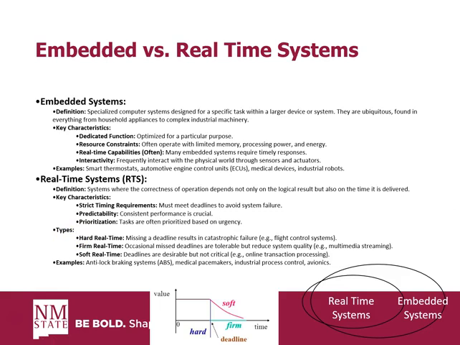As you can see from this Venn diagram, there is a significant overlap. Many embedded systems are also real-time systems, but not all. The key differentiator is the strictness of the timing requirement. Whether it's controlling a household appliance or ensuring the safety of an aircraft, embedded and real-time systems are essential components of our technological world.